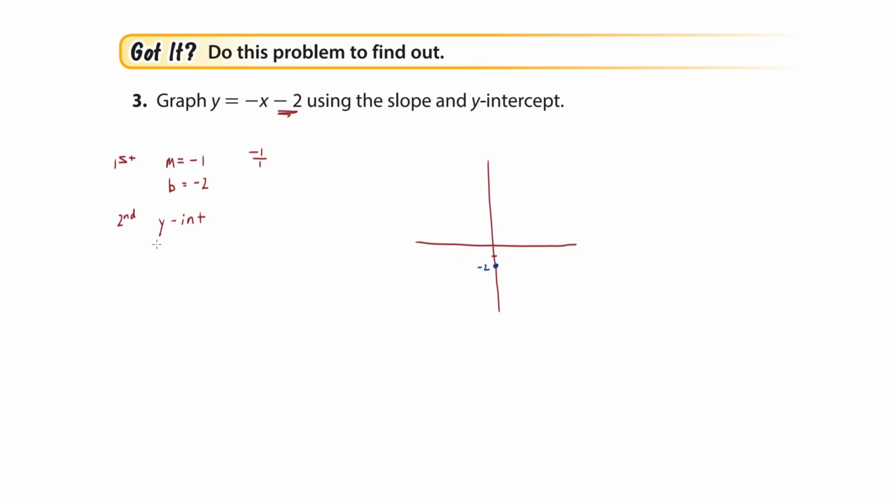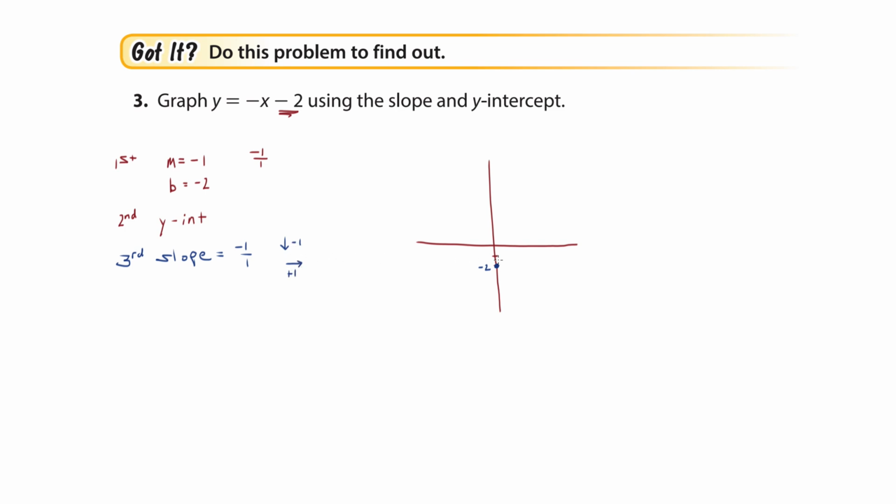Now from this point, I'm going to do step 3. The third step is to use my slope. My slope is negative 1, and I'm going to think of that as negative 1 over 1. The top number, the numerator, is my rise, so I want to rise a negative 1, which means I'm going to go down 1. The run number, the denominator, is a positive 1, so I'm going to go right 1.